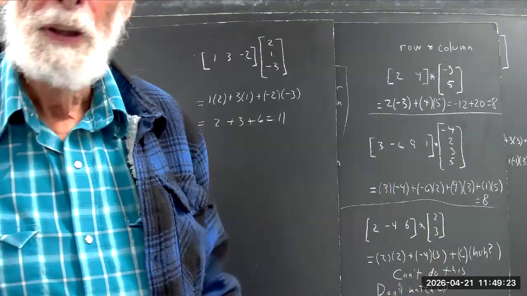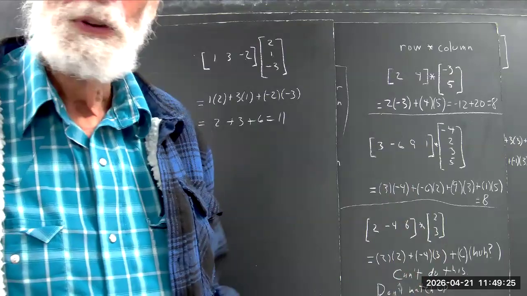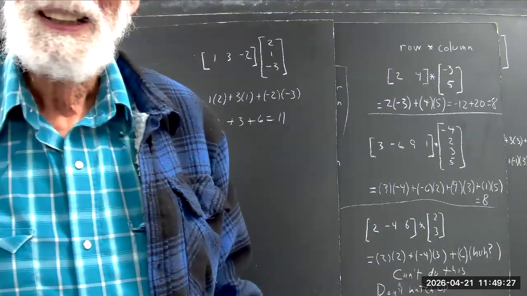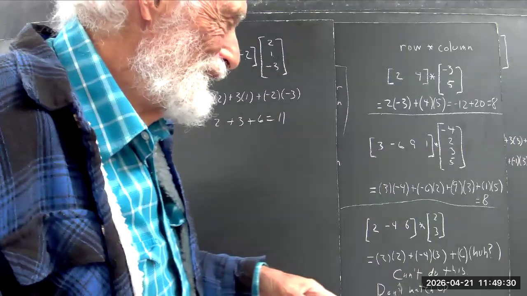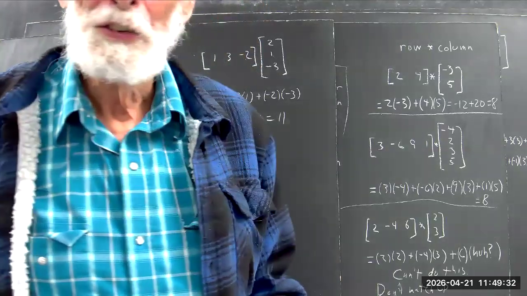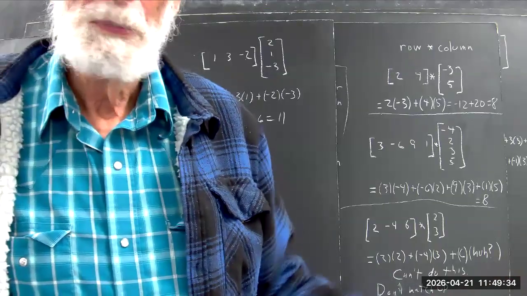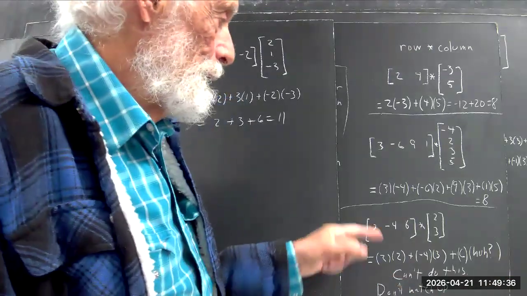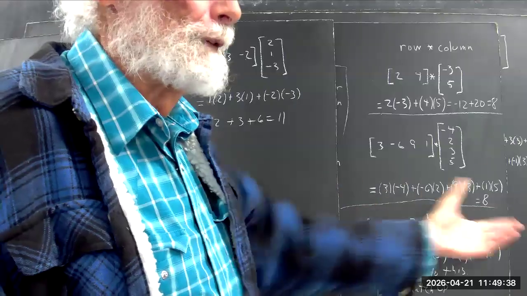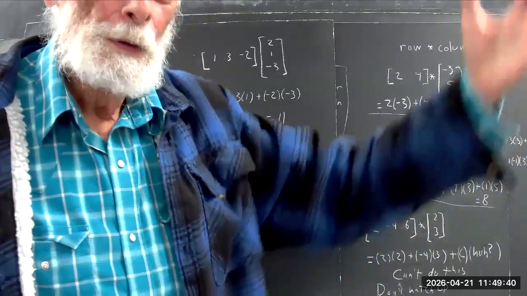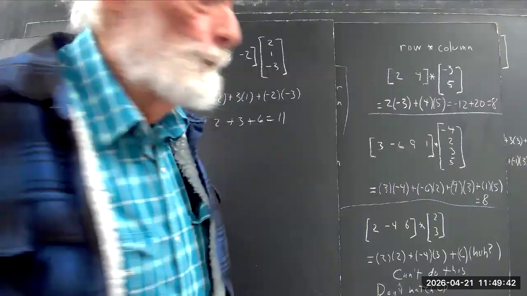I could have used WTF, which stands for what's this foolishness? And we can't do this. These things don't match up. Matrix multiplication is not defined. Or, yeah, row times column is not defined unless the length of the row is the same as the length of the column.